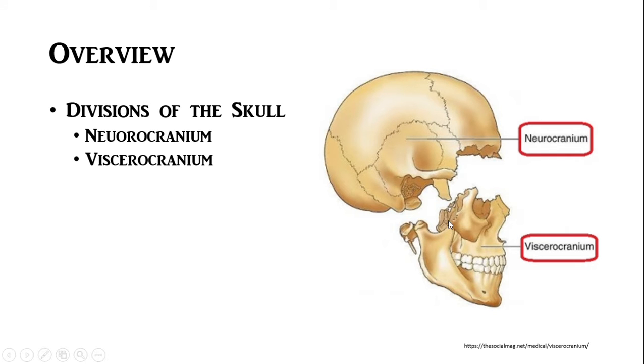So first we'll break the skull down into two divisions. This upper portion here is known as the neurocranium. It's what protects and covers your brain. Then this inferior portion here that you see separated is the viscerocranium, and it's otherwise known as the facial bones.